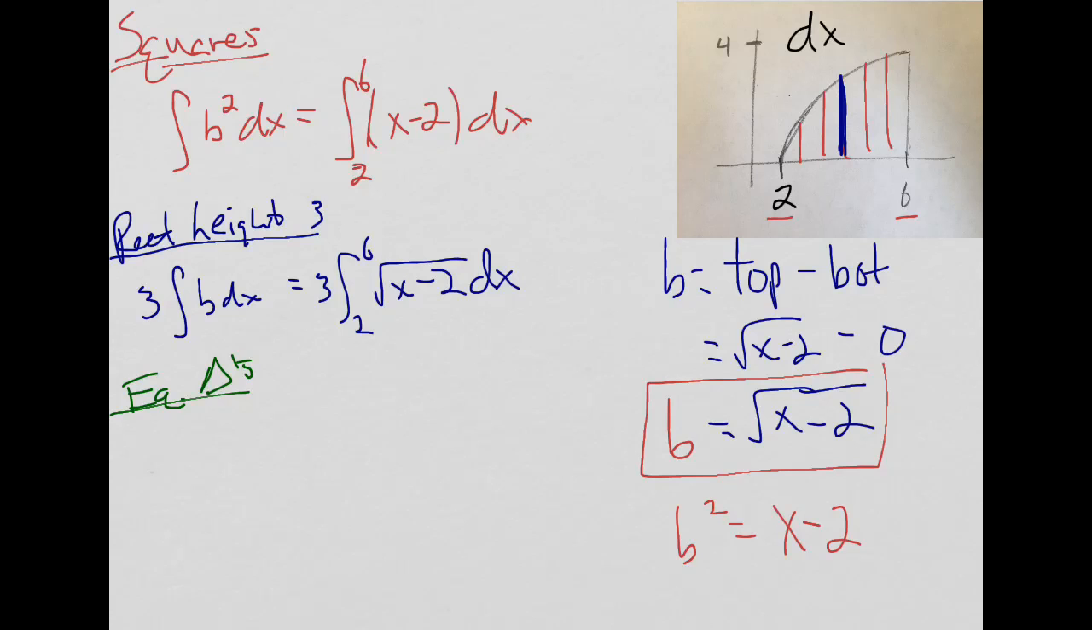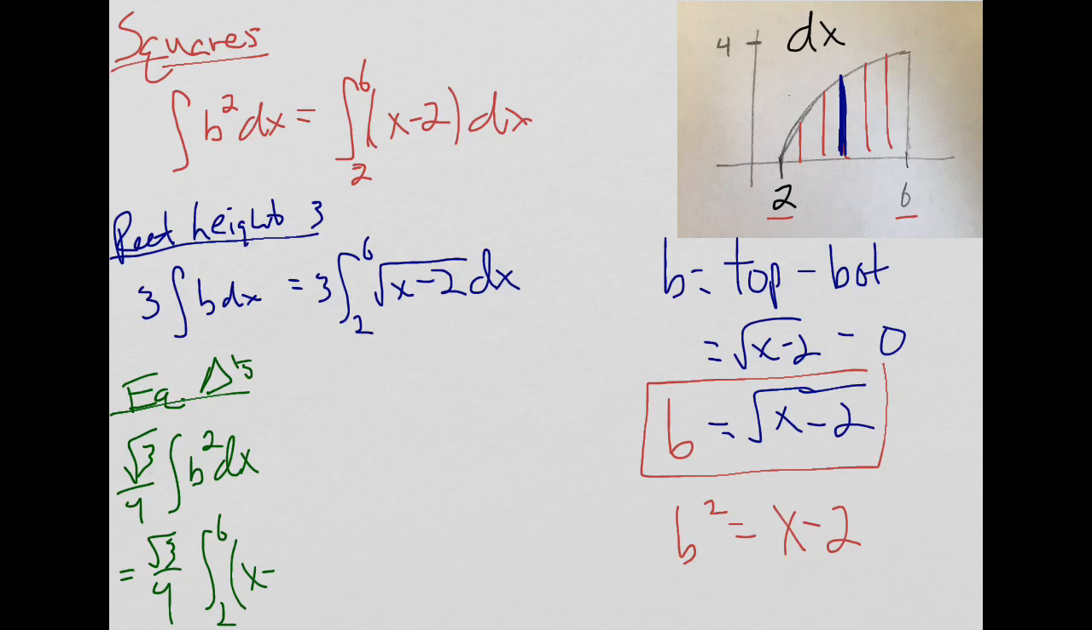Part C is equilateral triangles. So you should know that the coefficient for the equilateral triangles is root 3 over 4. And then I do integral of b squared dx, which gives me root 3 over 4 integral. I'm going to go from 2 to 6 again, and the b squared is x minus 2, so I get x minus 2 dx, like that.